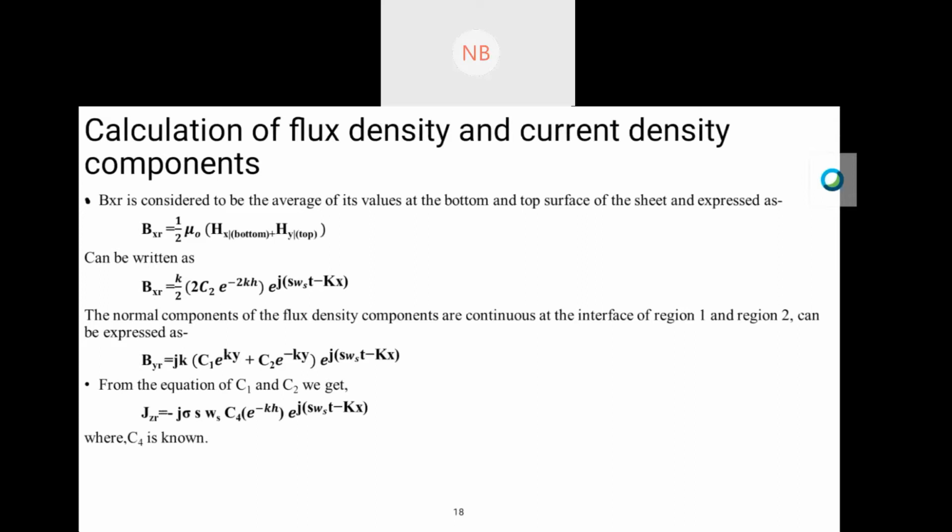After that, the normal component of the flux density is calculated for the interface of region 1 and 2, and a further equation is obtained. Now by putting the value of the vector potential in the equation of current density, I obtained a final equation for JZR.